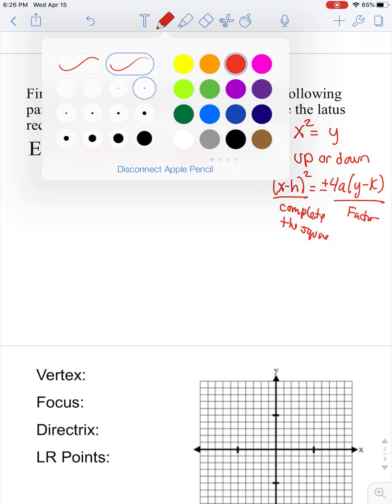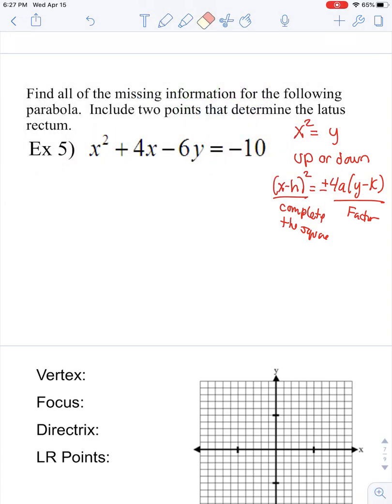So we'll start with, if we go back over to, actually, let's go back and erase these. So we'll start with the x's. We want to leave those on the left-hand side, x squared plus 4x.